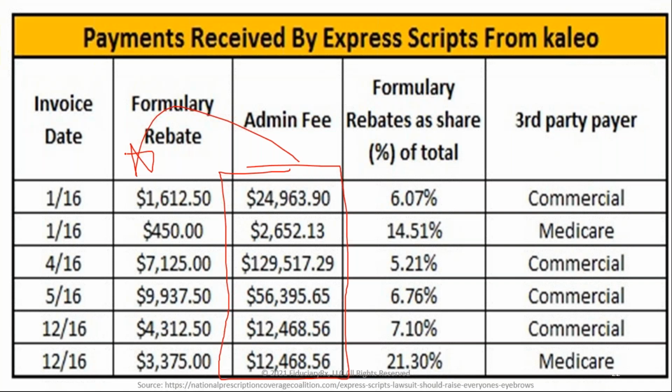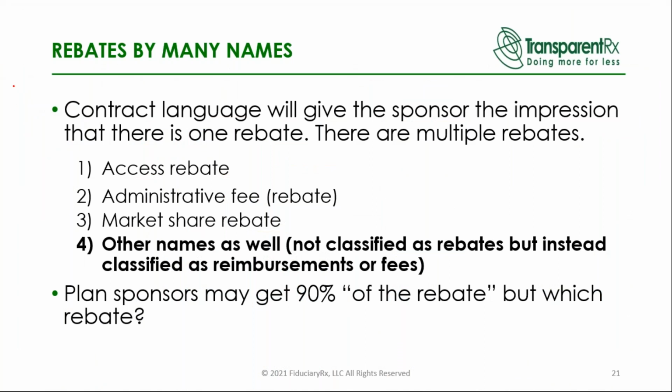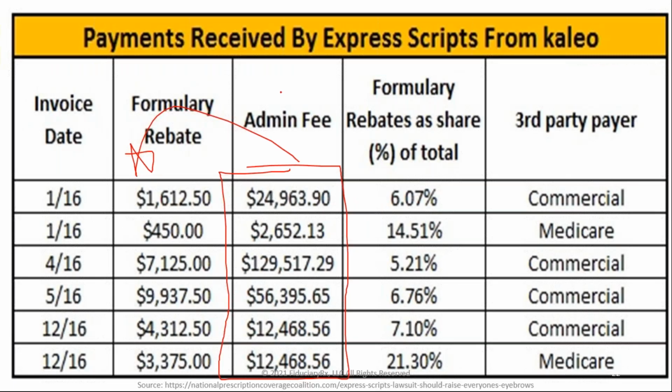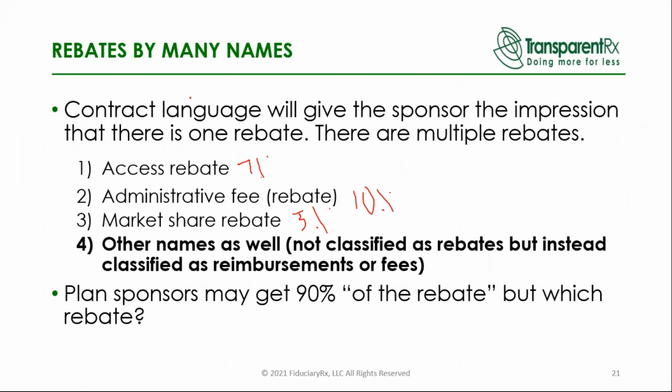But then the PBM is saying, okay, we want 7% to go to access rebates. We want another 10% to go to administrative fees. And then let's go 5% to market share rebates. And then let's go 3% to formulary rebates. And then you or your clients are presented with a contract where you get 100% of the formulary rebates, or maybe you agree to 95% of the formulary rebates, but you fail to address these three.